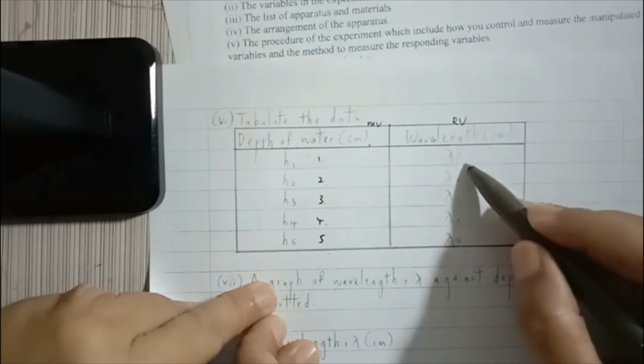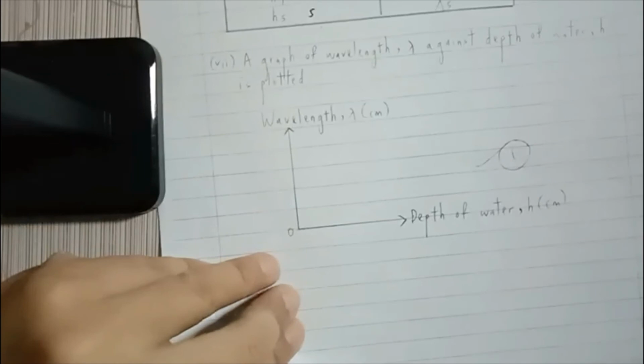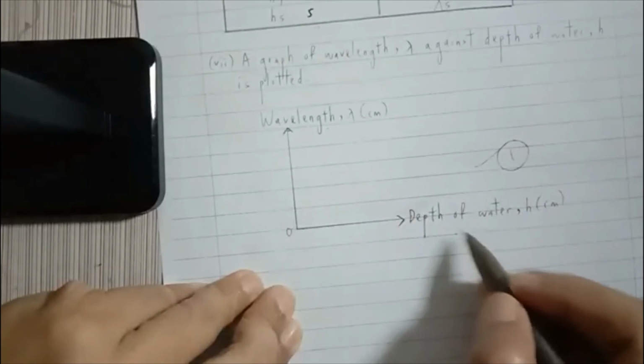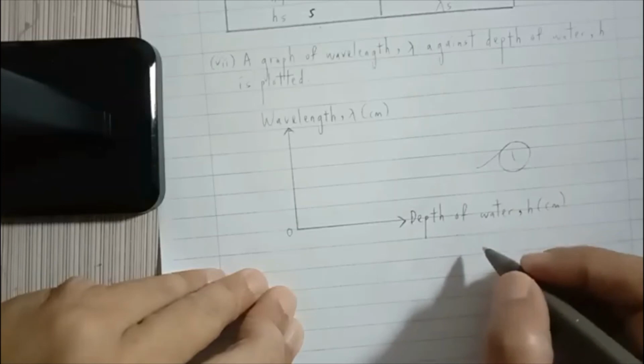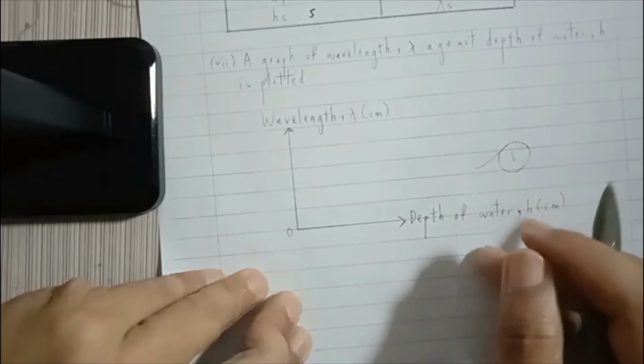Okay. So for the graph analysis, you plot a graph of wavelength against depth. RV against MV, no need to sketch anything, because this is only a framework, we don't have data. So that's all for this test one discussion. There are 2 parts. First part I discussed section A, and this part I discussed section B and section C. That's all.